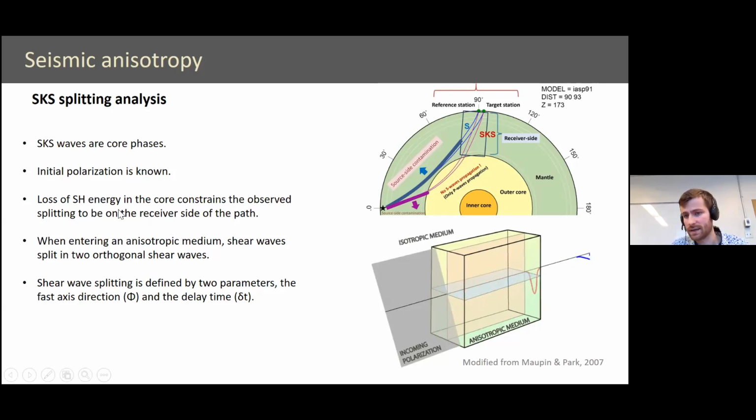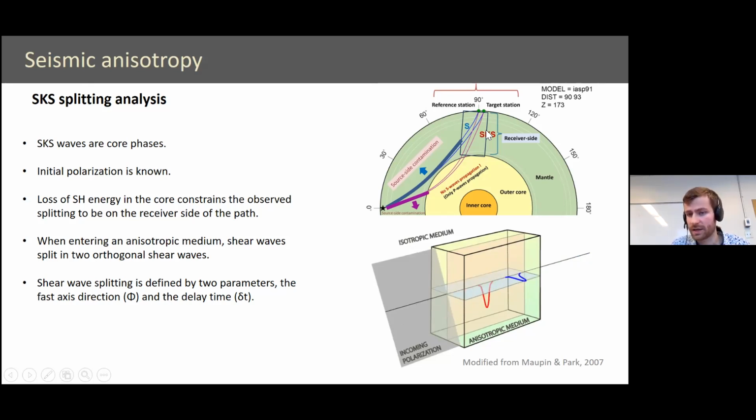So what's SKS? SKS waves are core phases. Let's imagine that we have a source here. The seismic travel path goes down to the mantle as an S wave. It encounters the core-mantle boundary, converts from S to P, then travels as a P wave into the outer core, and bends up. And on its way up, it encounters the core-mantle boundary a second time, so it converts from P to S, and travels as an S wave on the receiver side. So S, K for P in the outer core, S: SKS.